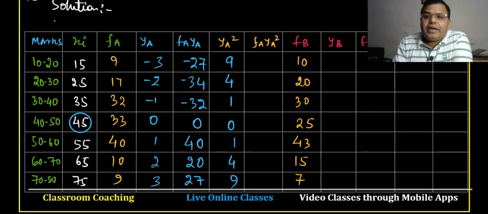Now we can multiply fA yA square. So 9 into 9 is 81, then 68, 32, 0, and now 40 into 1 is 40, 10 into 4 is 40, and 9 into 9 is 81, like this.